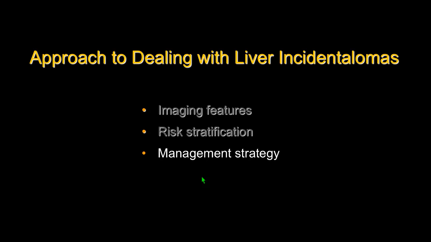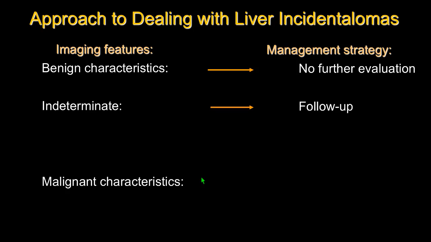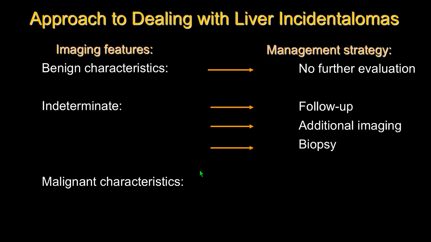Now, with regard to management strategy, we use the first two features, the imaging features, and how likely we think it is for the patient to have a malignancy to determine what our management strategy should be. So if our imaging characteristics that we identify are clearly benign, then obviously no further evaluation is needed. However, if the lesion is indeterminate, if we can't tell if we're dealing with a benign or a malignant lesion, then we have various options. One option is imaging follow-up. Another option is to do additional imaging at the time the lesion is identified to try to better characterize the lesion. And the third option is to biopsy it.